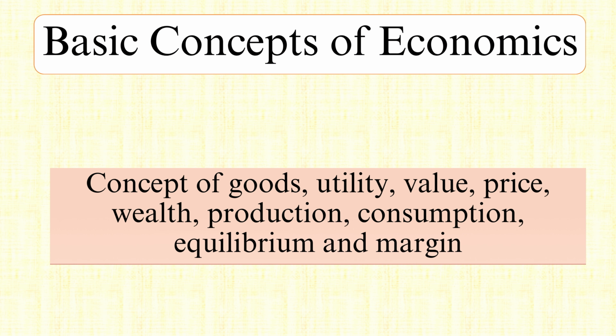Today, we're diving into Unit 2, where we'll explore some fundamental concepts of economics that are super important for understanding how our agricultural systems work. In this unit, we'll be looking at ideas like goods, utility, value, price, wealth, production, consumption, equilibrium, and margin. These might sound like big words, but don't worry. We'll break them down together, and I'll try to use lots of examples from our everyday lives and from farming here in Nepal to make things clear.